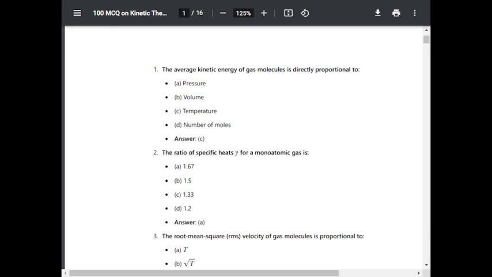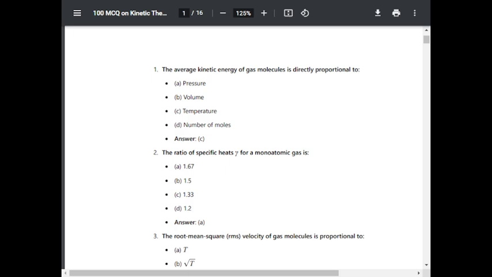Question number 1. The average kinetic energy of a gas molecule is directly proportional to. Option A, pressure. Option B, volume. Option C, temperature. Option D, number of molecules. The correct answer is C, temperature. The average kinetic energy of a gas molecule is directly proportional to temperature.